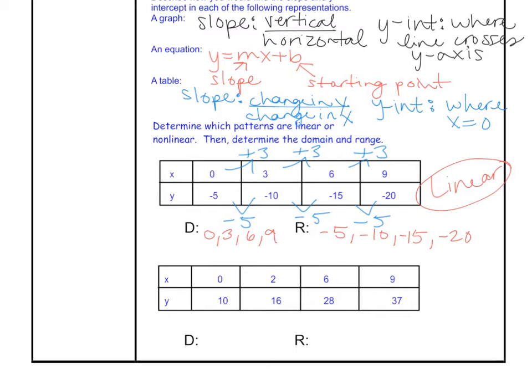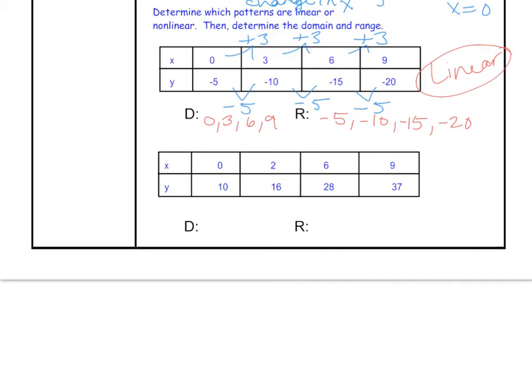Second table here, I want to know if it's linear or nonlinear. So I'm going to look at my pattern. From 0 to 2, it's plus 2. From 2 to 6, it's plus 4. Now this might not be an issue if I can just take my first fraction and multiply it and get the one after it. And then from 6 to 9, it's plus 3. Again, we don't know if it's an issue yet. Let's see what happens on the bottom.